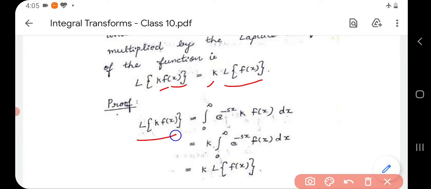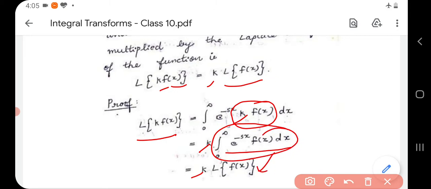Now, the proof. The Laplace transform of k f of x equals the integral from 0 to infinity of e raised to minus sx, and in place of f of x, we have k f of x. k is a constant, take it outside. The rest is kept as such. Now, here also k is kept as such. This is nothing but L of f of x. Okay, that is the second theorem.